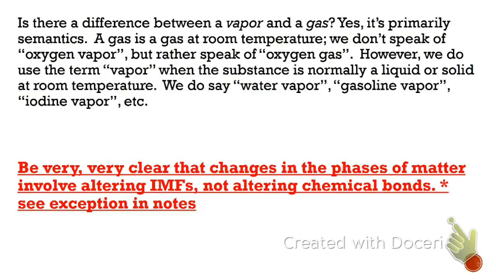Okay. I'm going to say it again, big and bold and red. We are overcoming or altering IMFs. We are not breaking chemical bonds. Okay. There are some exceptions in the notes. Make sure you look at those. Okay. And then another thing is when you're writing these FRQs, is there a difference between a gas and a vapor? I mean, yes, but they're still gases, but we tend to not call something that is already a gas at room temperature a vapor. So like water vapor, because water's not a gas at room temperature, so we say water vapor. But we don't say oxygen vapor, hydrogen vapor. We call those gases. So don't look silly.